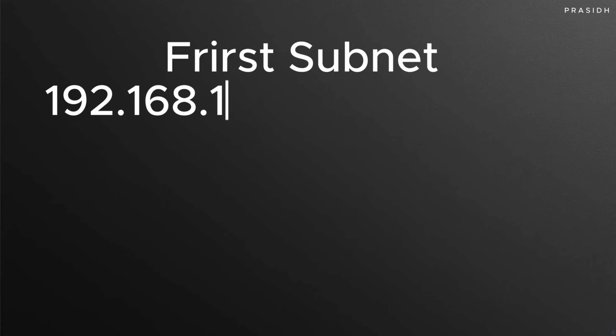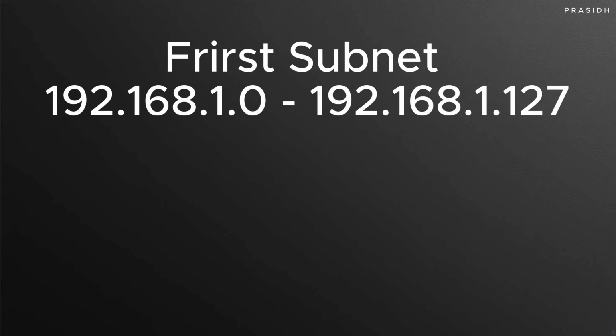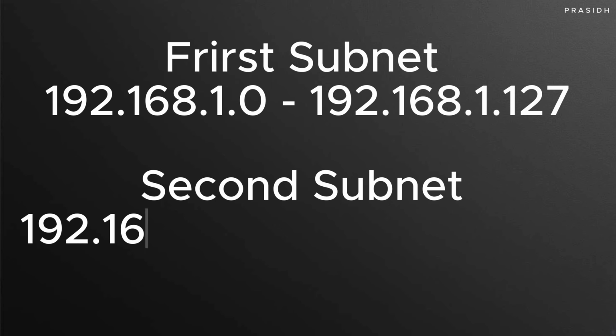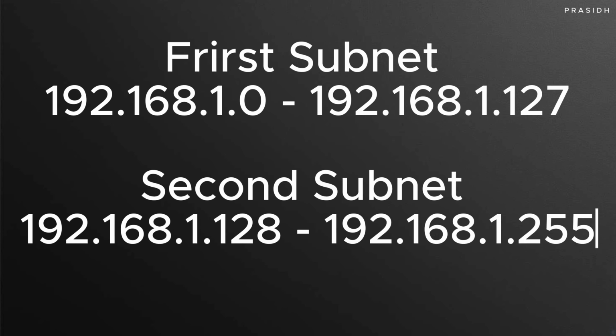First subnet: 192.168.1.0 to 192.168.1.127. Second subnet: 192.168.1.128 to 192.168.1.255. So instead of one big group, you now have two smaller groups. This is subnetting, just dividing big networks into small, cleaner pieces.